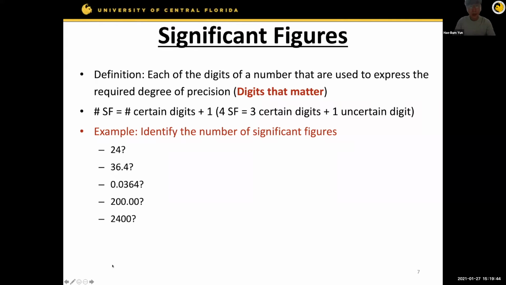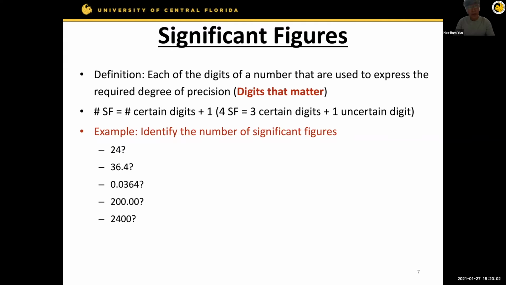The second important topic is the significant figures. So we have to be consistent in using significant figures. I believe that you already learned this in your high school class, but I'm going to review this.